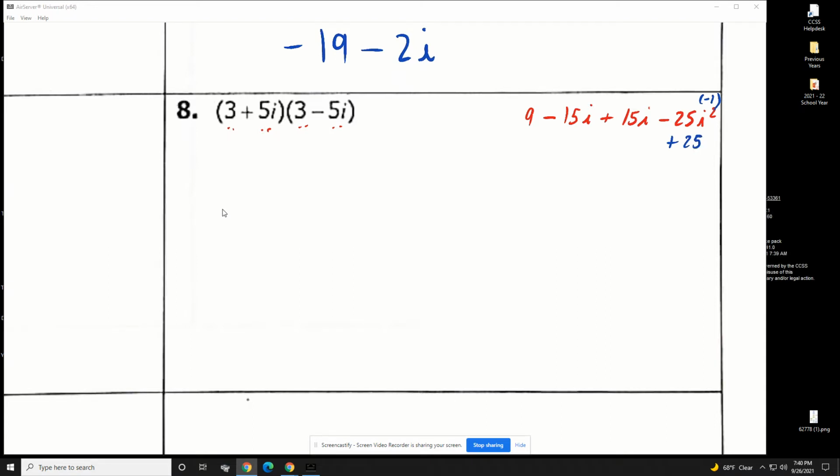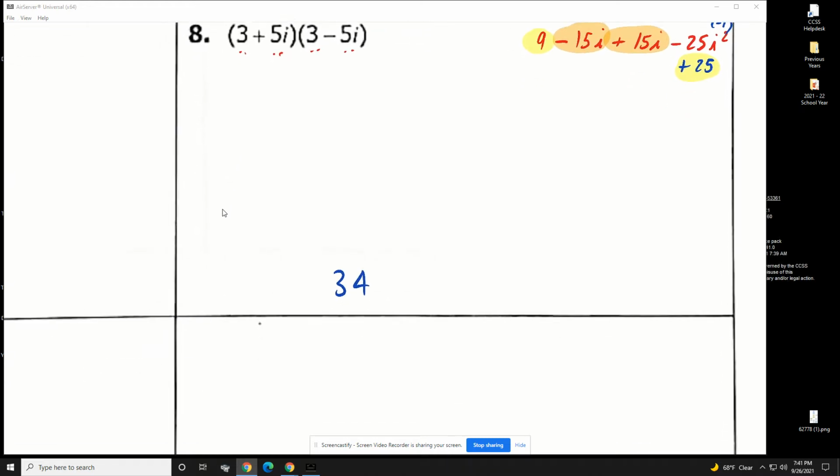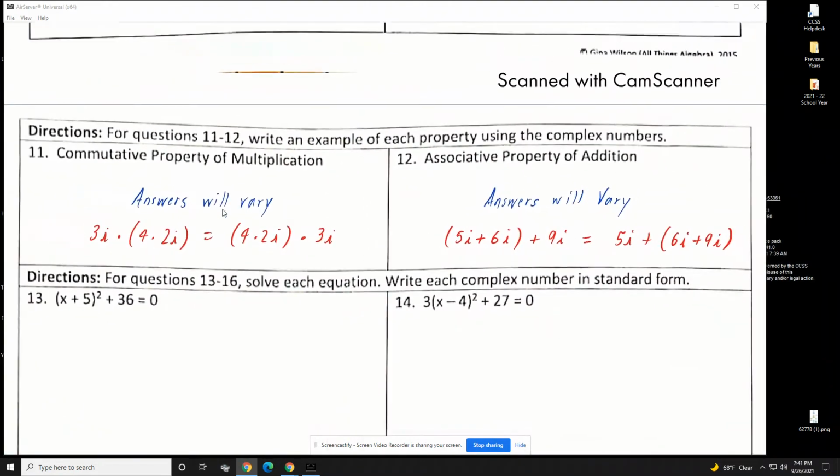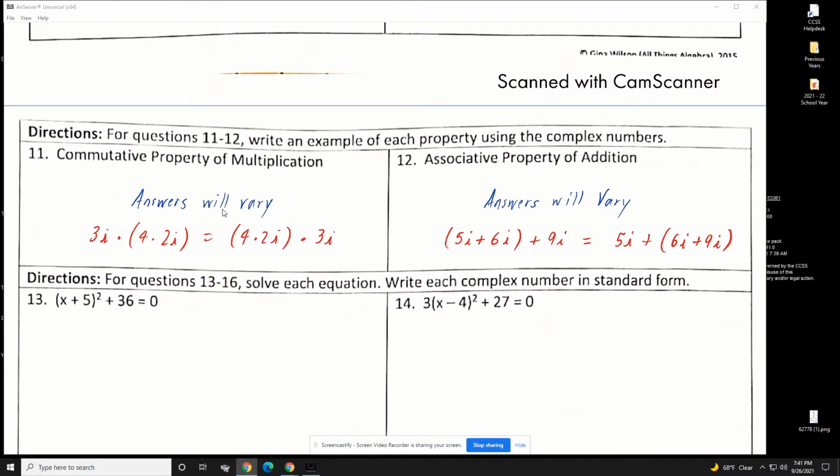So look what happens right here. First of all, 9 plus 25, which is 34. That's my real part. But what happens right here with my negative 15i plus 15i? Well, the signs are actually going to just cancel each other. So I have no more i terms remaining. It's just 34. Okay? So 34. There was no number 10. Number 11 and 12, I'm going to write them up here, just let you look at them.